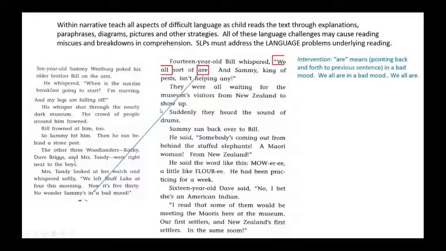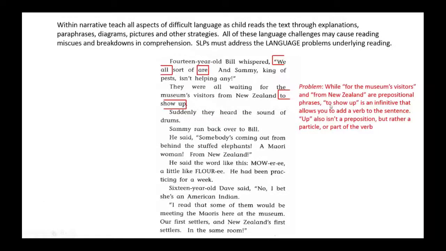"Are" means, and you're pointing back and forth between "are" and "in a bad mood," information in another sentence. So if we look back at our other sentence, then it's we all are in a bad mood. So we are in a bad mood, we all are. So you model the whole sentence. We all are in a bad mood. And then you model it with the intonation the way it was written. "We all are. And Sammy King of Pest isn't helping any."